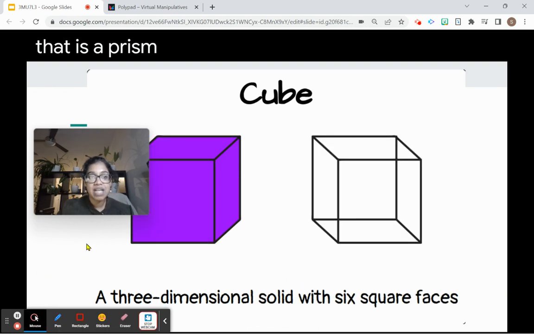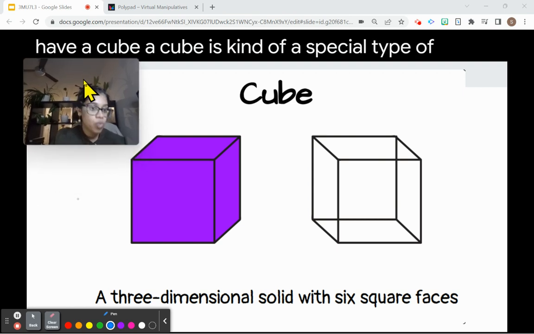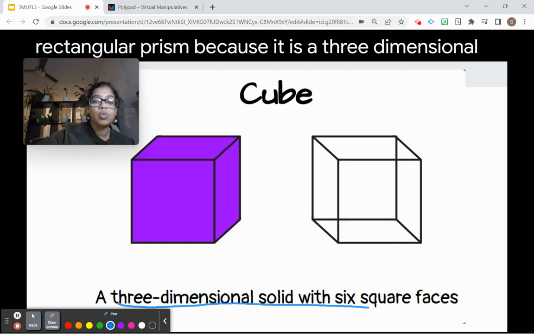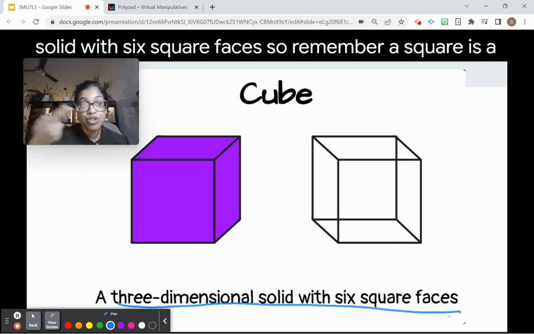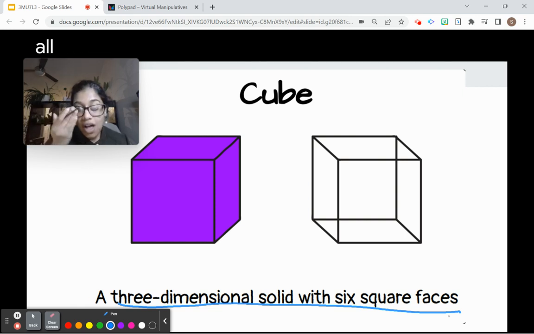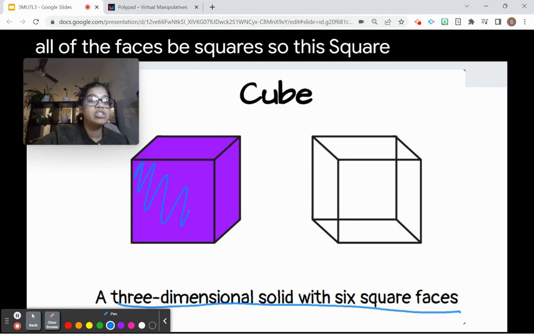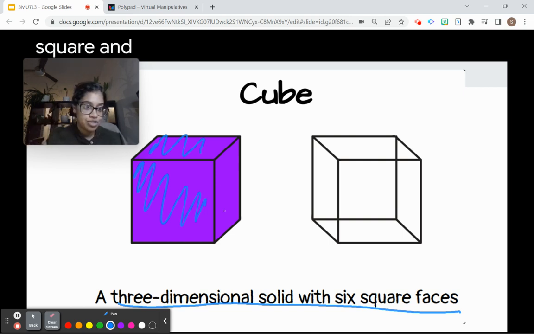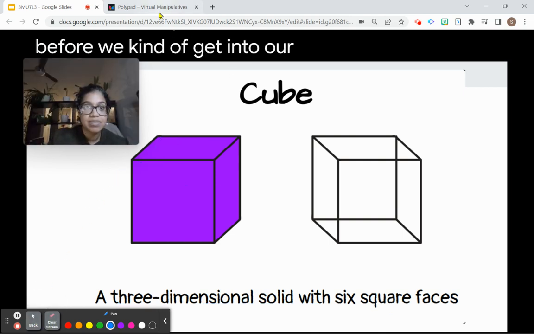And last but not least, we have a cube. A cube is a special type of rectangular prism because it is a three-dimensional solid with 6 square faces. Remember, a square is a special type of rectangle. A cube is going to have all of its faces be squares. This square is going to be congruent, or identical, to that square, and all the other squares.